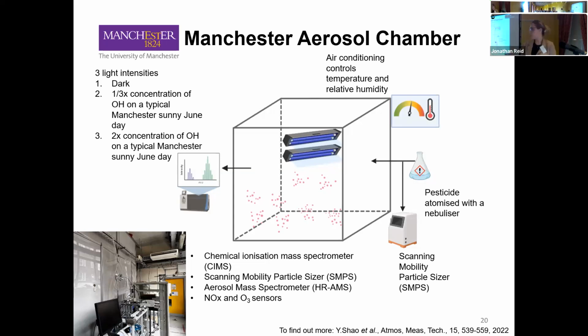And what we do is we nebulize the pesticide into there. We can measure the particle sizes using the SMPS, and also the chemical ionization mass spectrometer that I spoke about before. We also analyze through that. We start off in dark conditions. We turn the lights on, which have been characterized to a third of the concentration of OH in a typical Manchester sunny June day. That's how it's described in the literature.